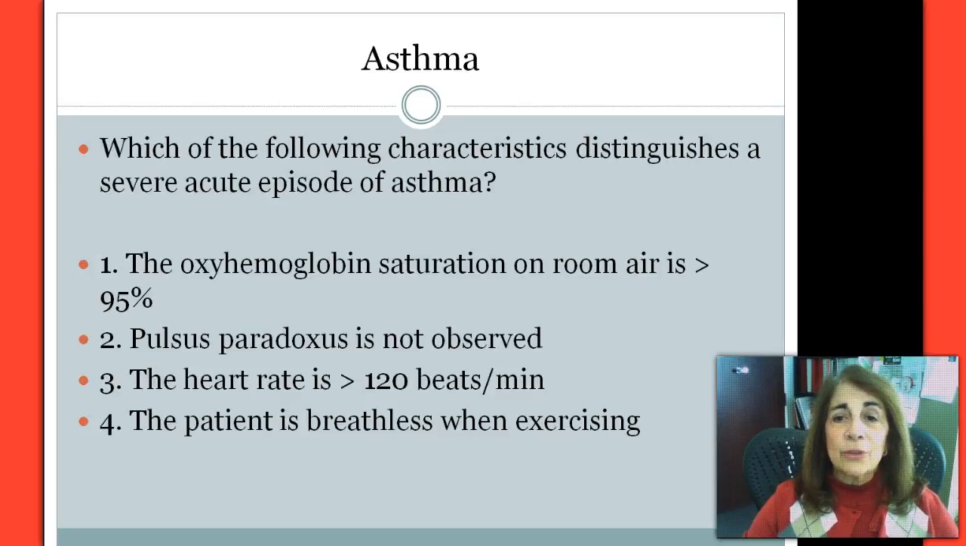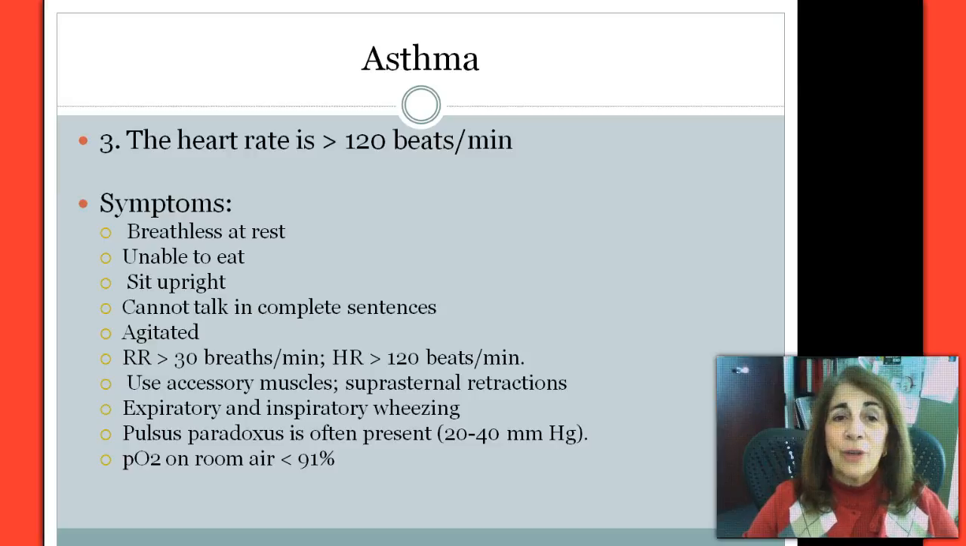Which of the following characteristics distinguishes a severe acute episode of asthma? Number 1, the oxyhemoglobin saturation on room air is greater than 95%. Number 2, pulsus paradoxus is not observed. Number 3, the heart rate is greater than 120 beats per minute. Or number 4, the patient is breathless when exercising. The answer is 3. The heart rate is greater than 120 beats per minute.